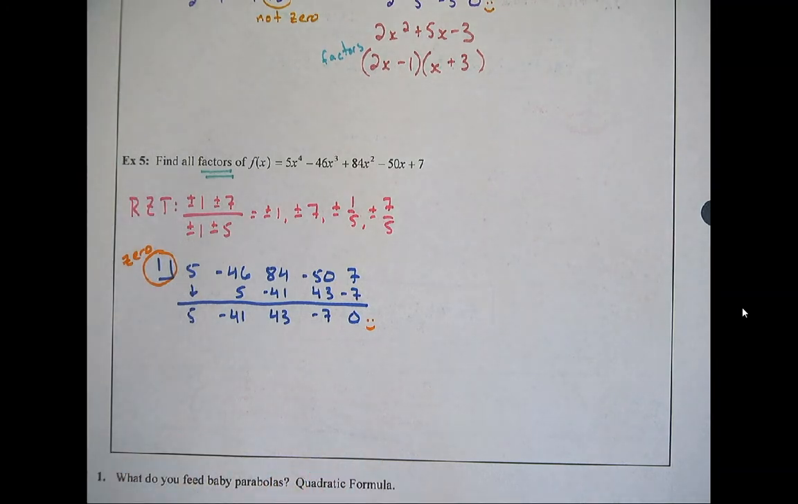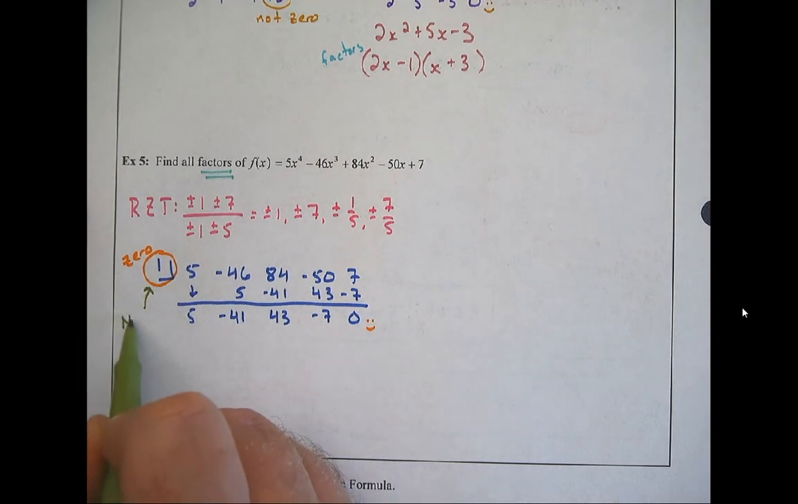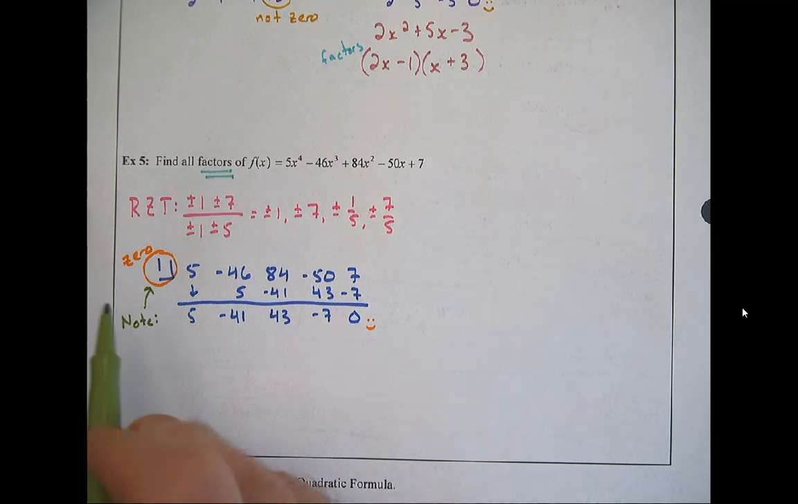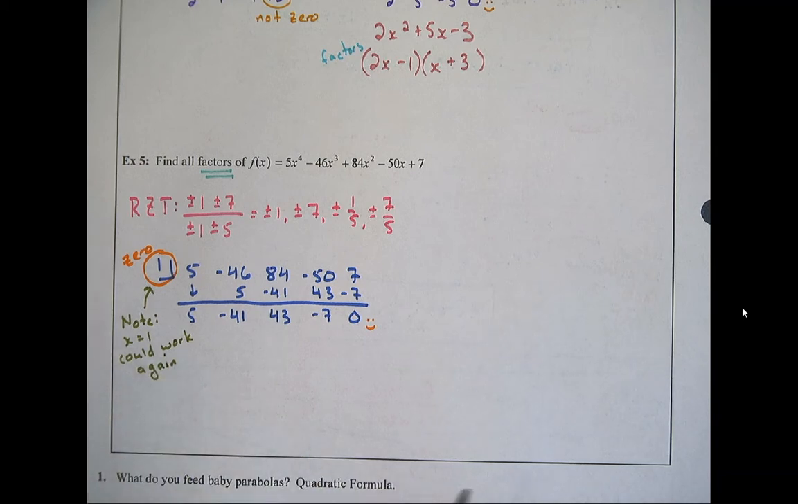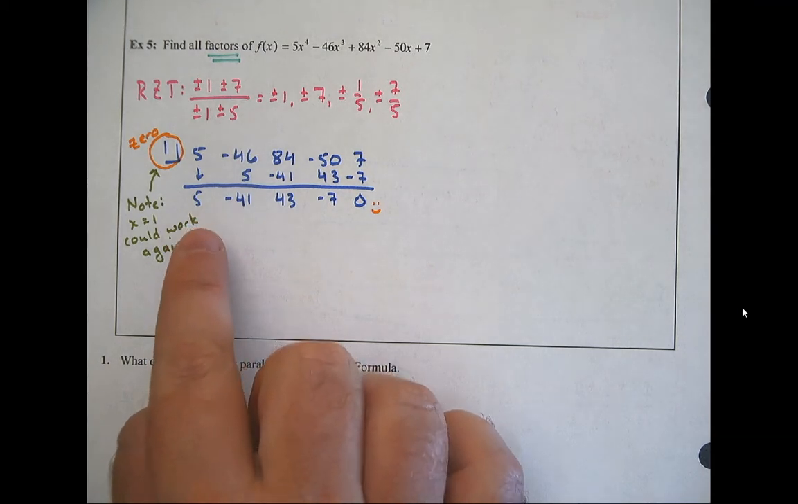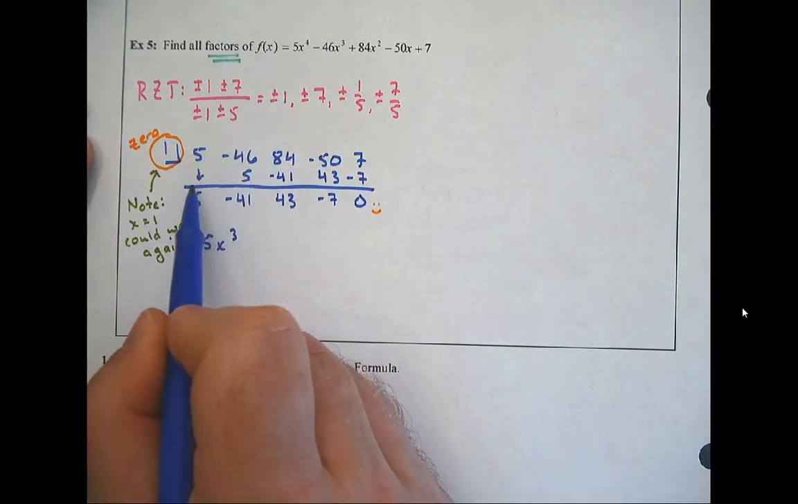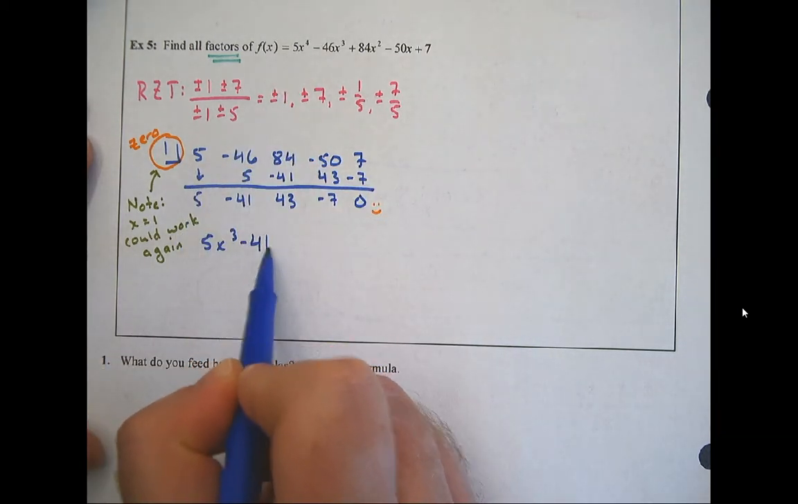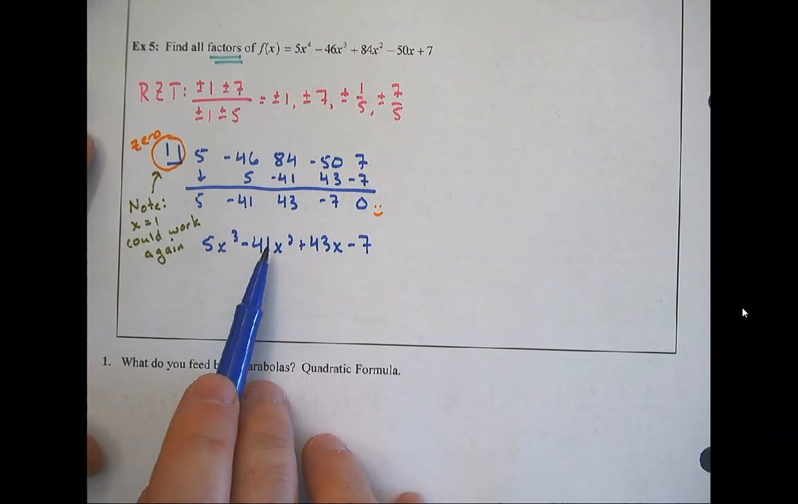Now, a little note here, you could note x equals 1 could work again. So sometimes that's kind of annoying. I mean, you don't have to guess 1 again because we've got to still break this thing down, right? This is a 5x to the third because it was to the fourth. We broke it down once, so that's an x to the third. X squared, 43x minus 7. So we're going to have to break this thing down again.